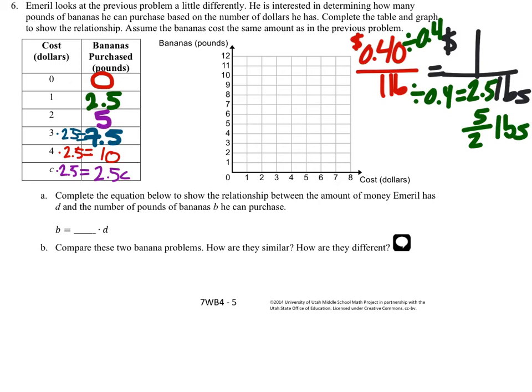Well, that's where they changed it. Complete the equation below to show the relationship between the amount of money Emerald has, D, that should be C right there, and the number of pounds of bananas he can purchase. So how do we figure that out? Well, it shows right here in this one, 2.5 times the cost. 2.5 pounds every buck. So if we multiply that by the bucks, then we get how many pounds we can purchase.